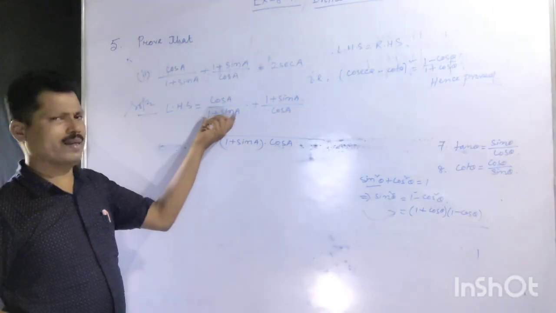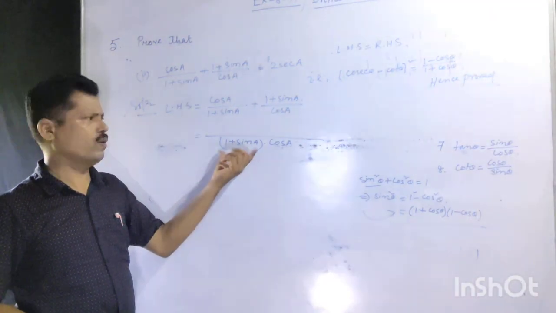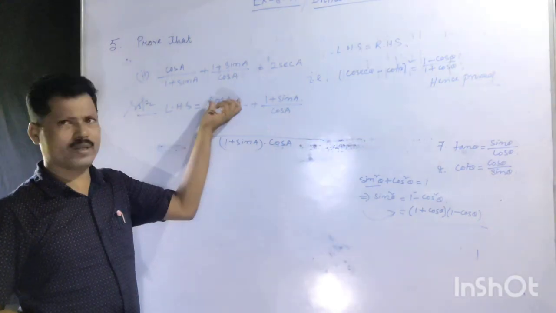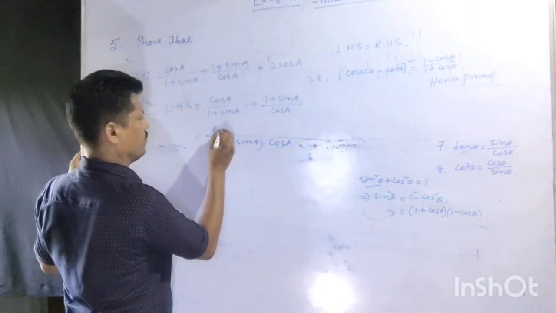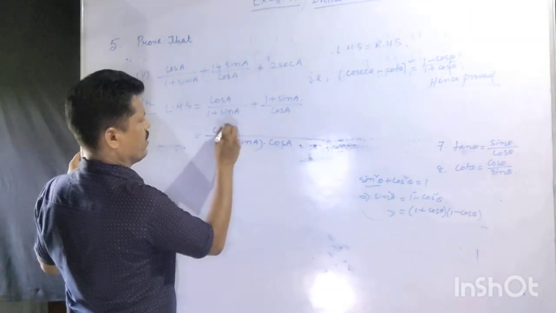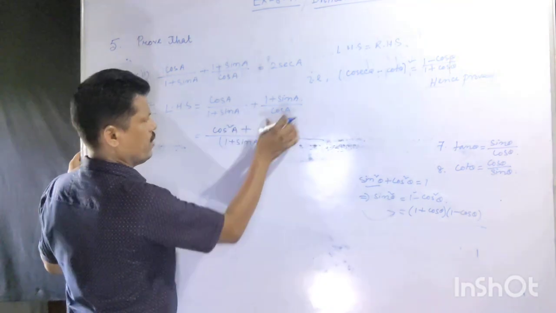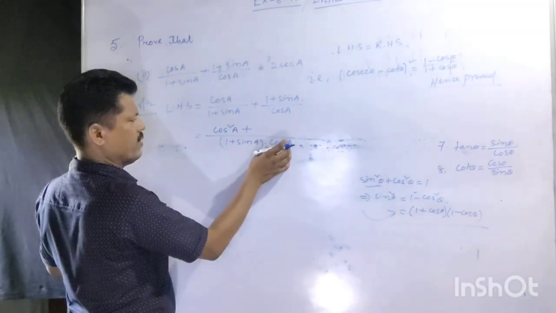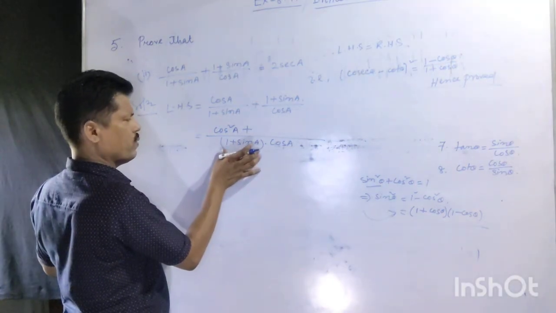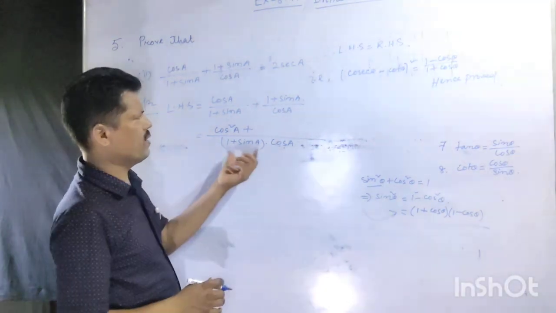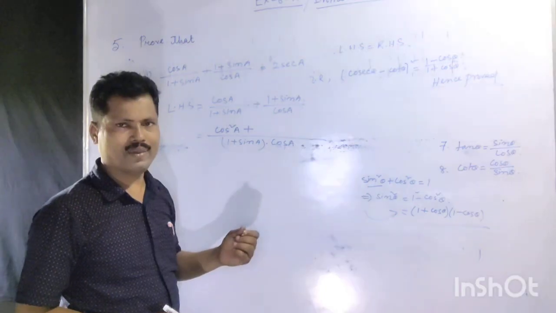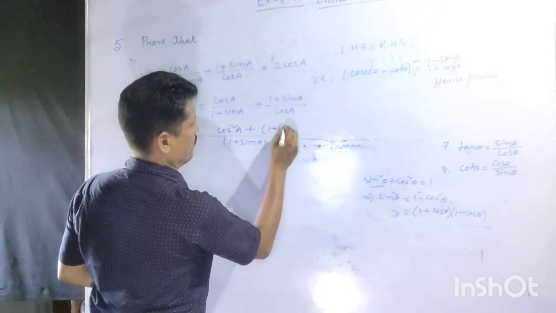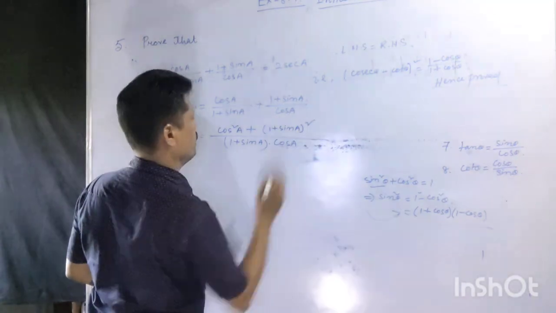So 1 plus sin A in 1 plus sin A cancels, 1 times, then the remaining part is cos A. Then cos A into cos A will be cos square A, plus cos A. If we divide by this denominator part, then cos A will cancel, that is 1 times. Then the remaining part will be 1 plus sin A. Then 1 plus sin A into 1 plus sin A, that means (1 plus sin A) whole square.